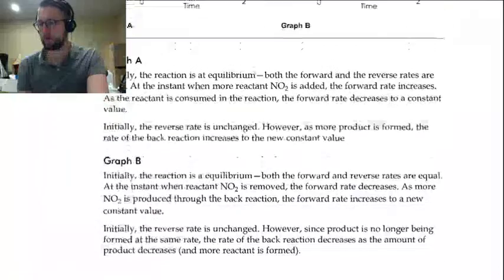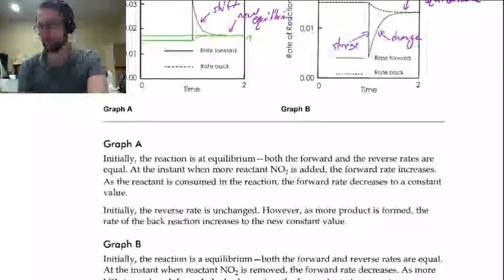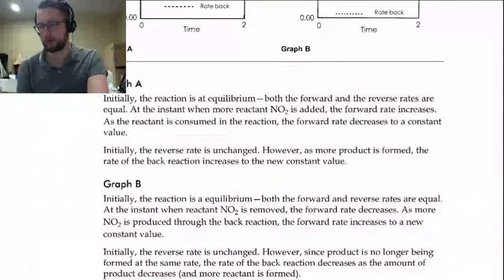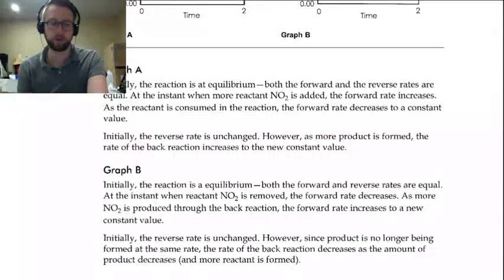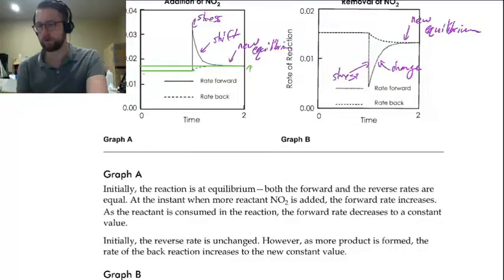Initially, in reaction B, the system's at equilibrium, where the forward and reverse rates are equal. At the instant where the reactant is removed, the forward rate decreases. As more NO2 is produced by the back reaction than the forward reaction, the reactions start to increase back to the equilibrium point. Now the equilibrium point is lower because there's less matter overall, but they are now at equilibrium where the reverse and forward are equal.